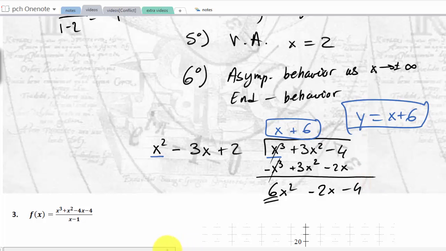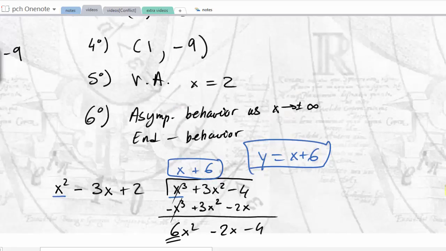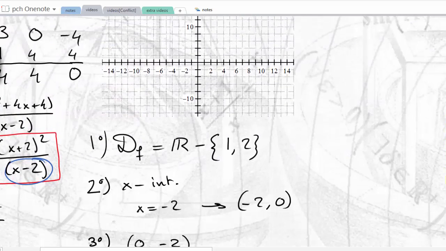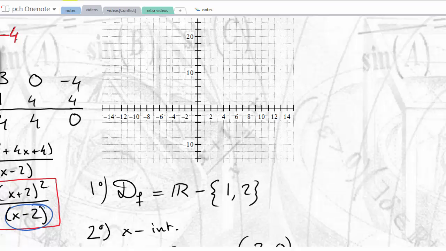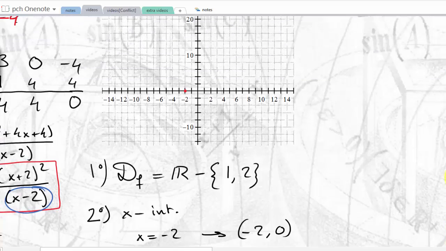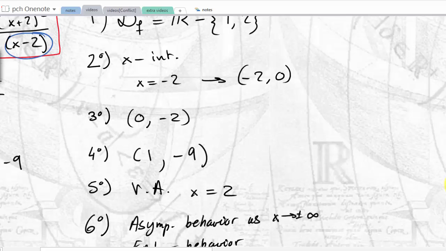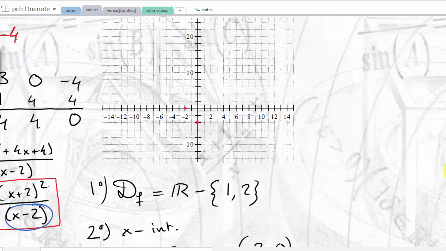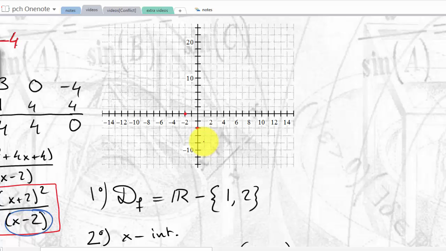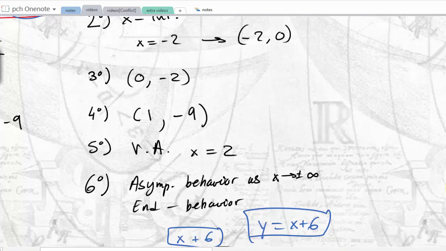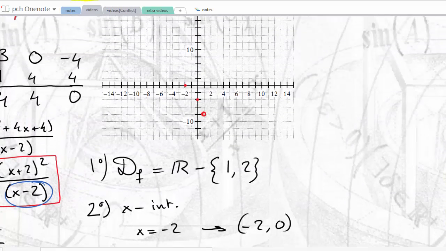Okay, let's graph everything now, right? Let's graph everything that we found. All right, so what do we have? X-intercept, negative 2, 0. Here we go. Here's my x-intercept right there. 0, negative 2 is a y-intercept right here. 1, negative 9 is my hole. I have a hole right here. x equals 2 is the equation of the vertical asymptote. X equals 2, I have a vertical asymptote right here.